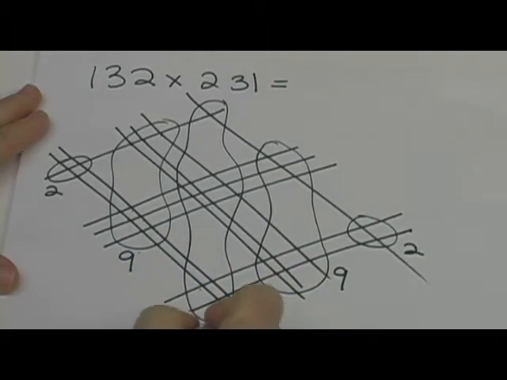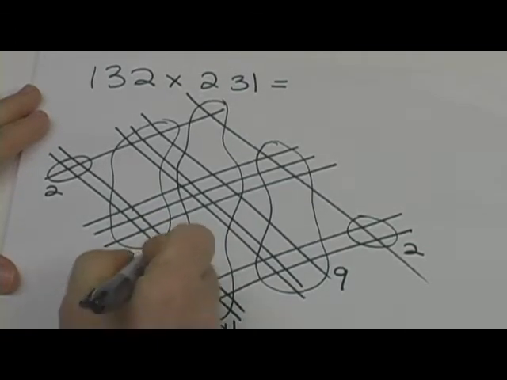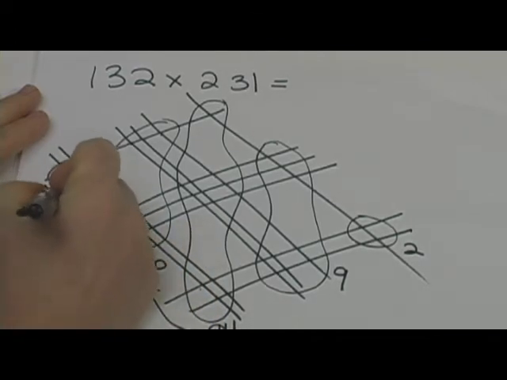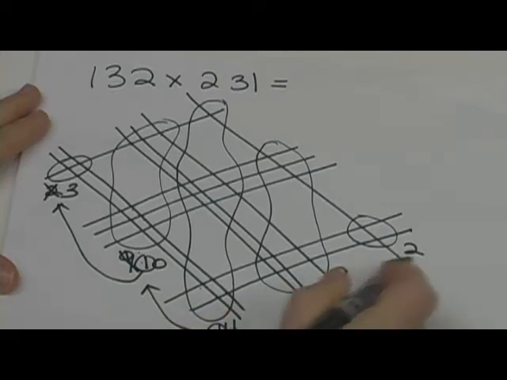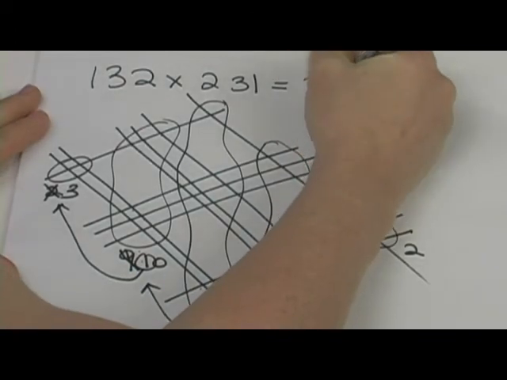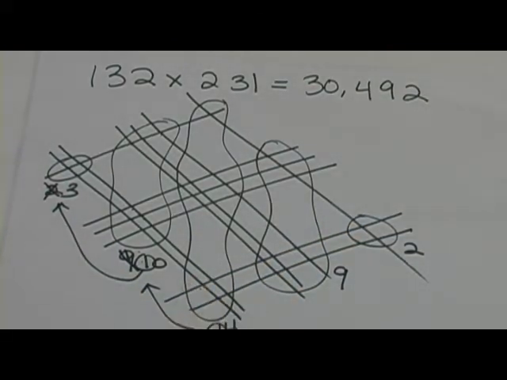Take the 1, bring it over here. Uh-oh. But now this becomes a 10, doesn't it? So now I'm going to take that 1 and bring it up here. So that becomes a 3. My answer is 30,492. Go ahead and give that a try.